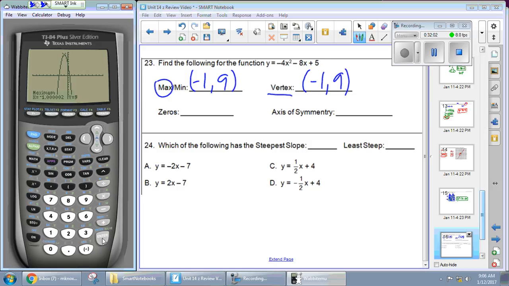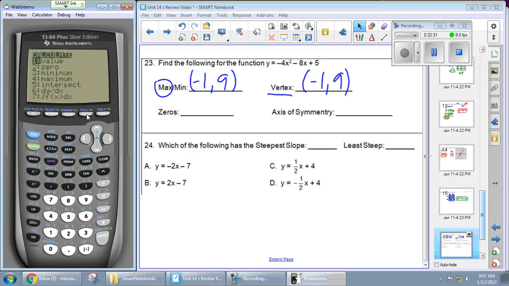Okay, now zeros. If you remember those, that's another term to describe x-intercepts when we're talking about quadratic functions. So we have to see where this is going to cross the x-axis. So let's go back to y equals. I'm going to put in y equals 0. That's the same as the x-axis. And now we're going to go to graph. And I'm going to see where those intersect.